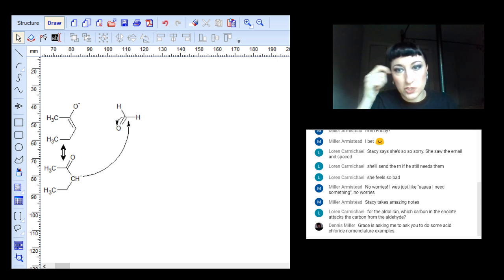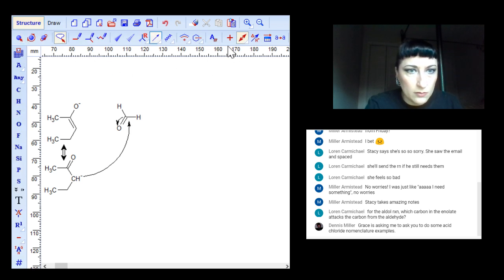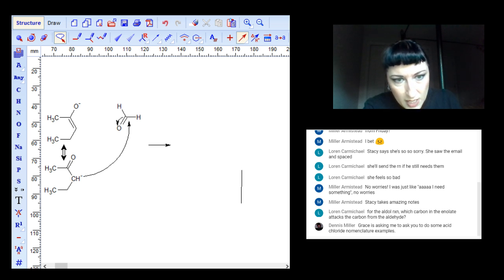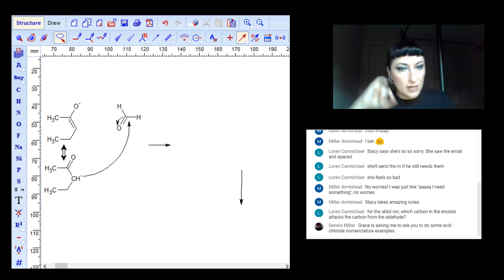Grace, I will answer your question here in a second. I want to see if you guys can figure out what the product of this aldol reaction is. Go ahead and show it with and without the dehydration step. Why am I having so many problems with arrows today? Here we go. So I'll go ahead and put it in here as two separate steps.